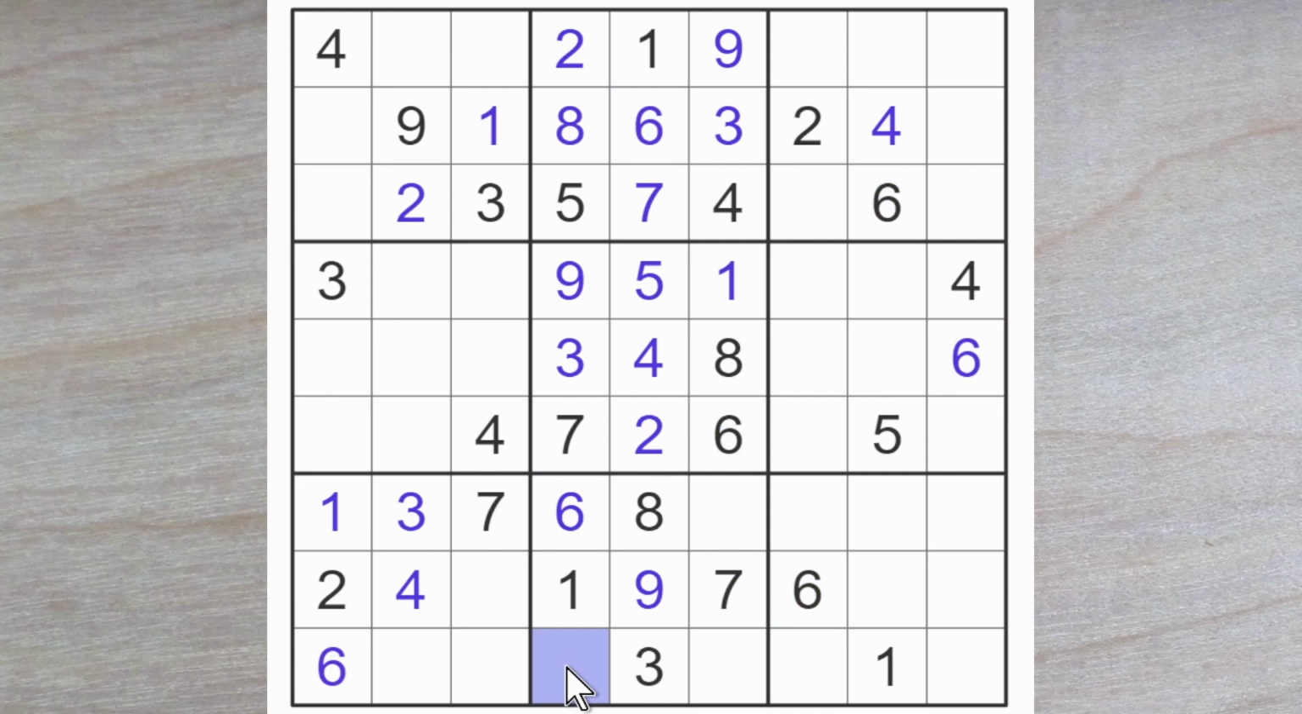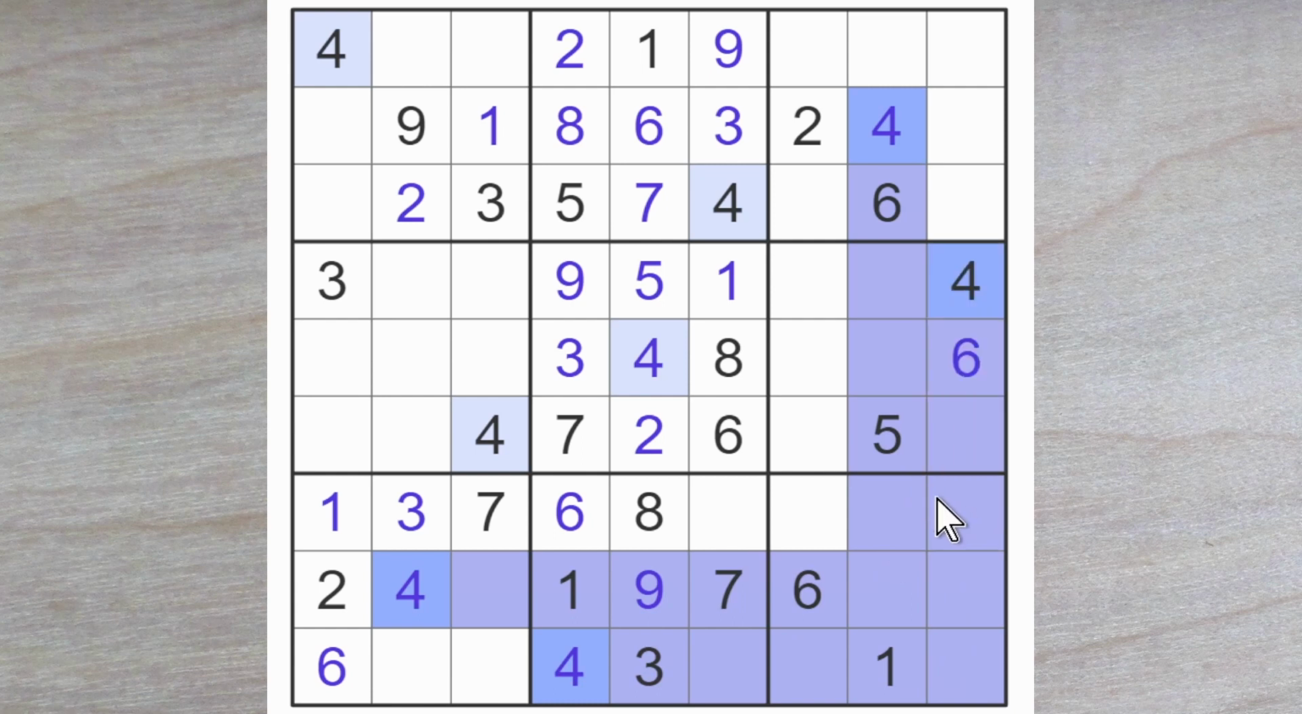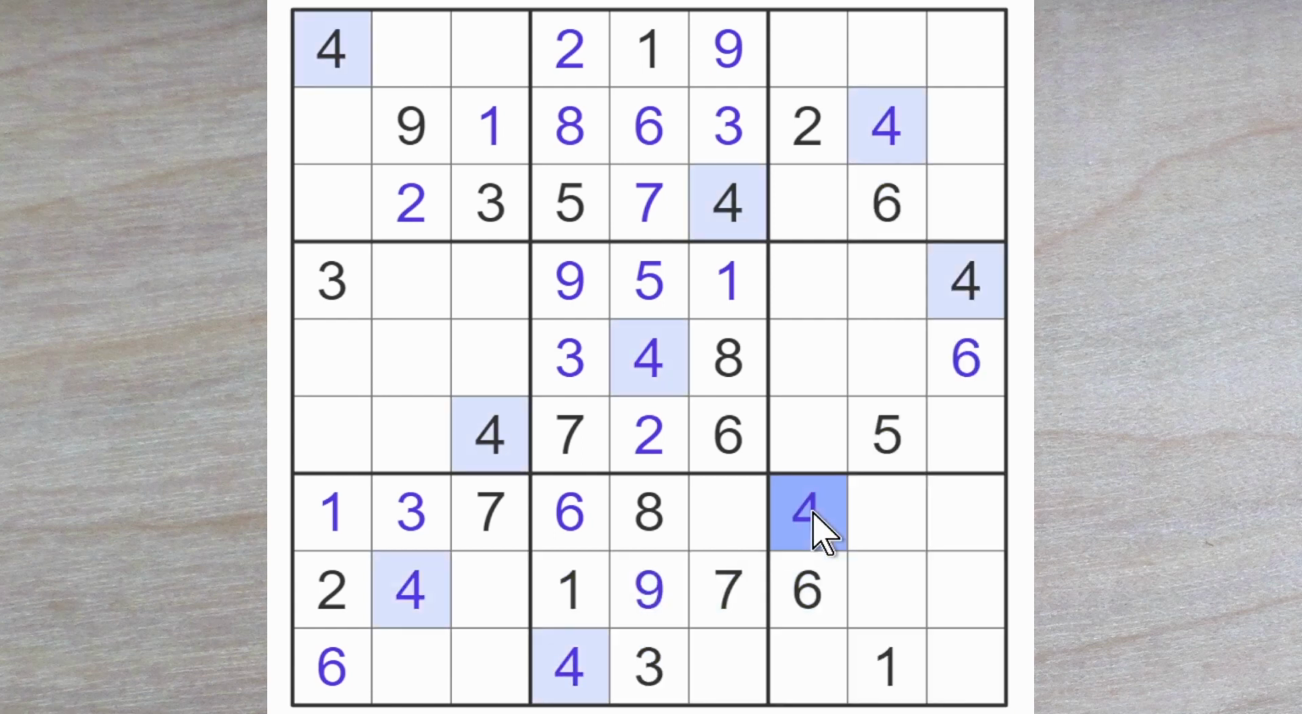This square now must be a 4 because it's the last digit necessary to complete the column. These two 4s block across, these two 4s block down, so a 4 goes here. We need a 5, 8, and a 9 to complete these three squares. There's a 9 blocking over here and a 9 blocking down, so this must be a 9. This is now a 5 and an 8.